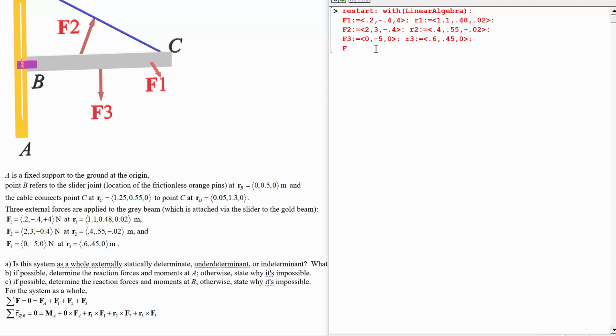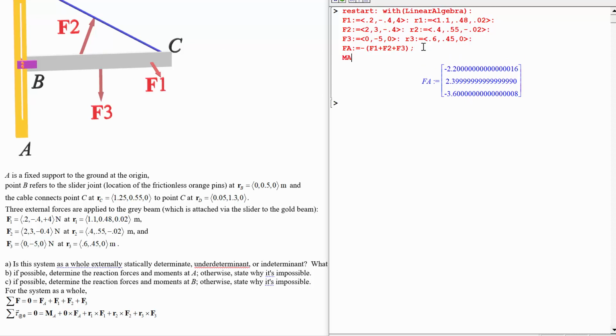So let's check. FA is equal to negative F1 plus F2 plus F3. And yeah, I think that's what we said, right? Negative X, positive Y, and a bit more in negative Z. Yeah, good.